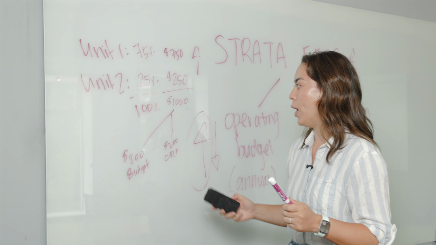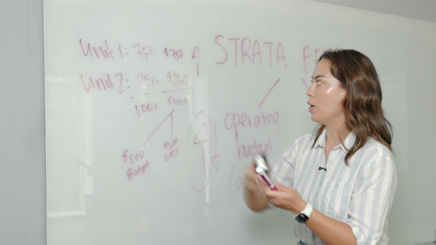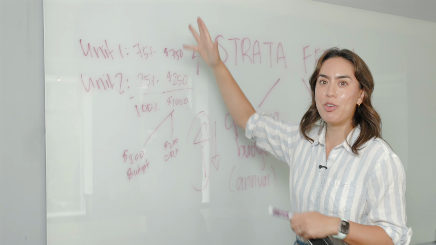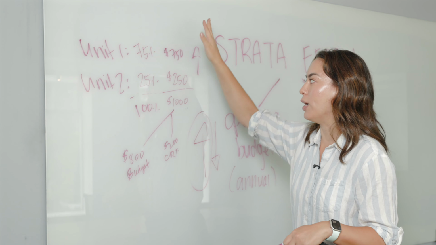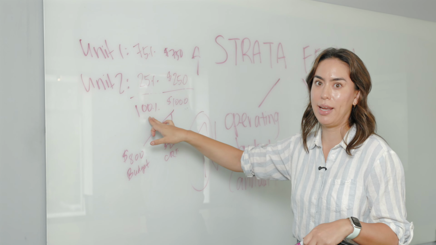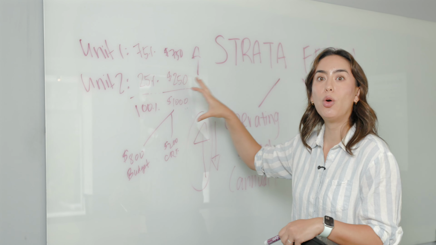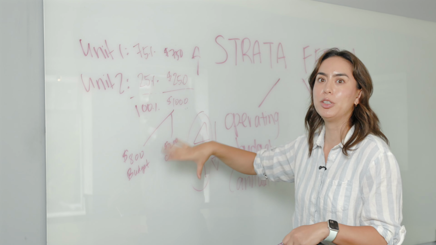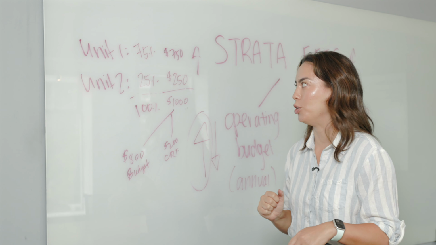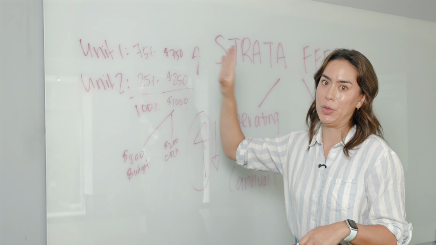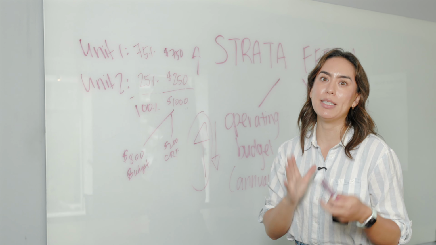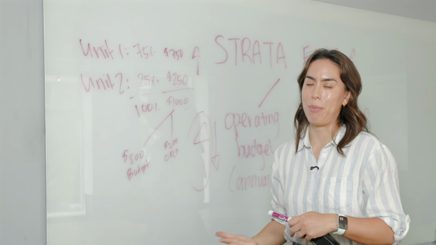So no matter what these numbers are, essentially you could have 5 units, you could have 10 units, you could have whatever they are. It needs to total 100%, right? Everybody pays their portion of the total strata fees, the total operating budget, the total contingency reserve fund contribution based on this unit entitlement. So the smaller units pay less, the bigger units pay more.